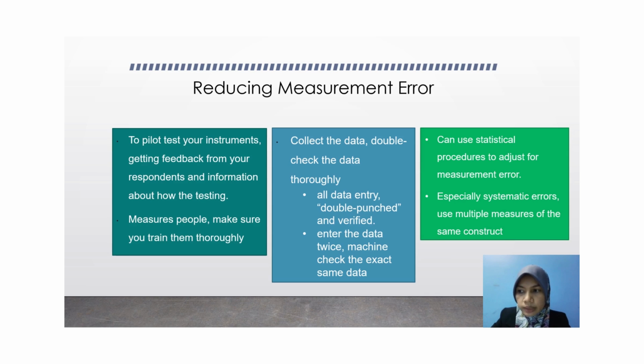You can use multiple measures of the same construct, especially if the different measures don't share the same systematic error. You will be able to triangulate across the multiple measures and get a more accurate sense of what is going on.